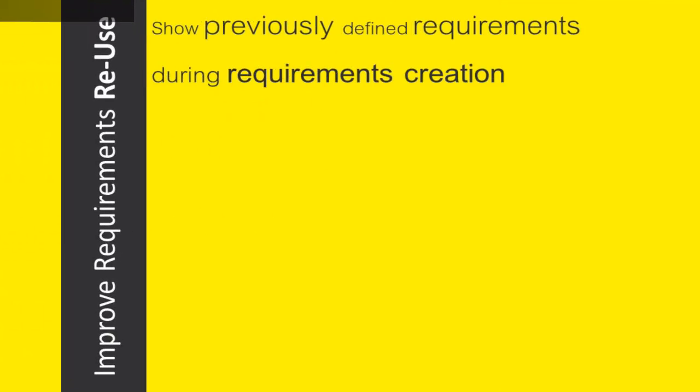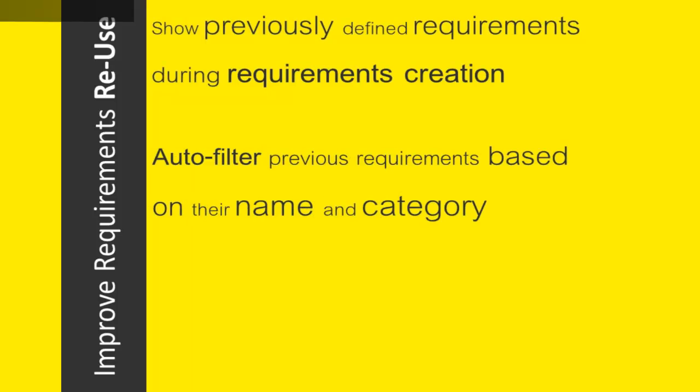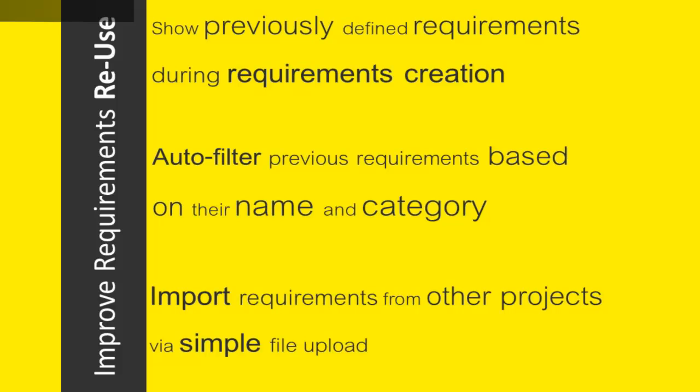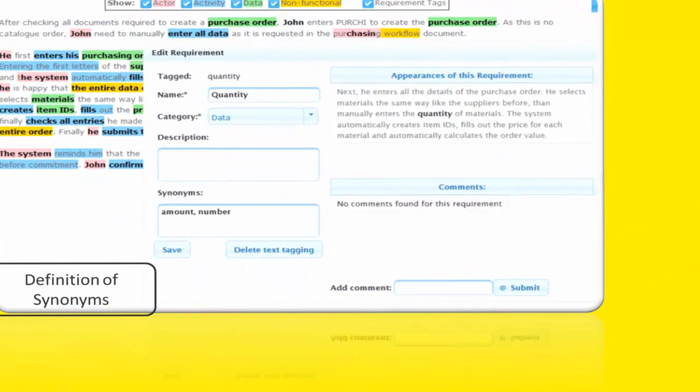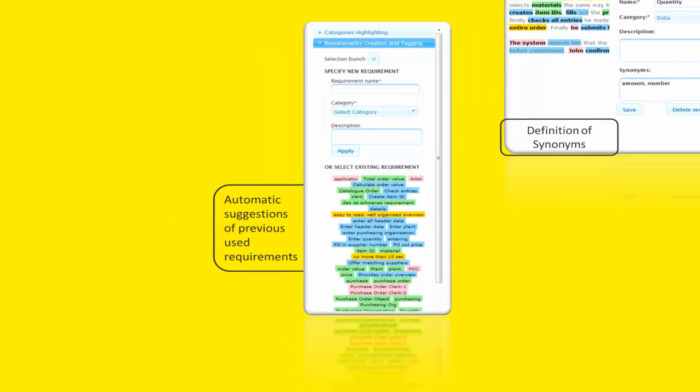REMINER shows you previously defined requirements during the requirements creation. It auto-filters previous requirements based on their name and category. And you can even import requirements from other projects via a simple file upload. You can use different synonyms for a requirement and find automatic suggestions of requirement names in the tag cloud to choose from.